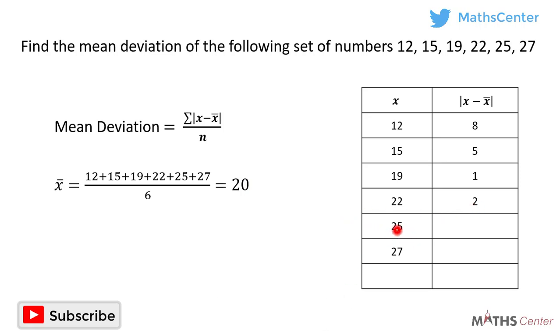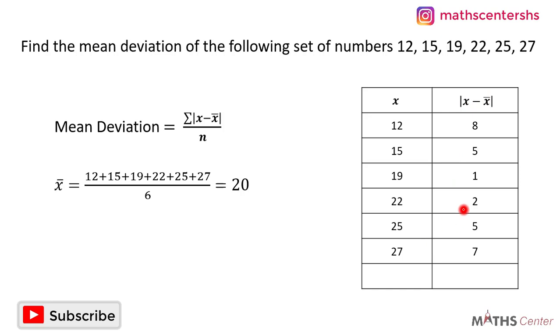The next one is 25. 25 minus 20 will give us 5. The absolute value of 5 is 5. The last one is 27. 27 minus the mean, which is 20, is 7. The absolute value of 7 is 7. So we now have the absolute values of x minus the mean of x.